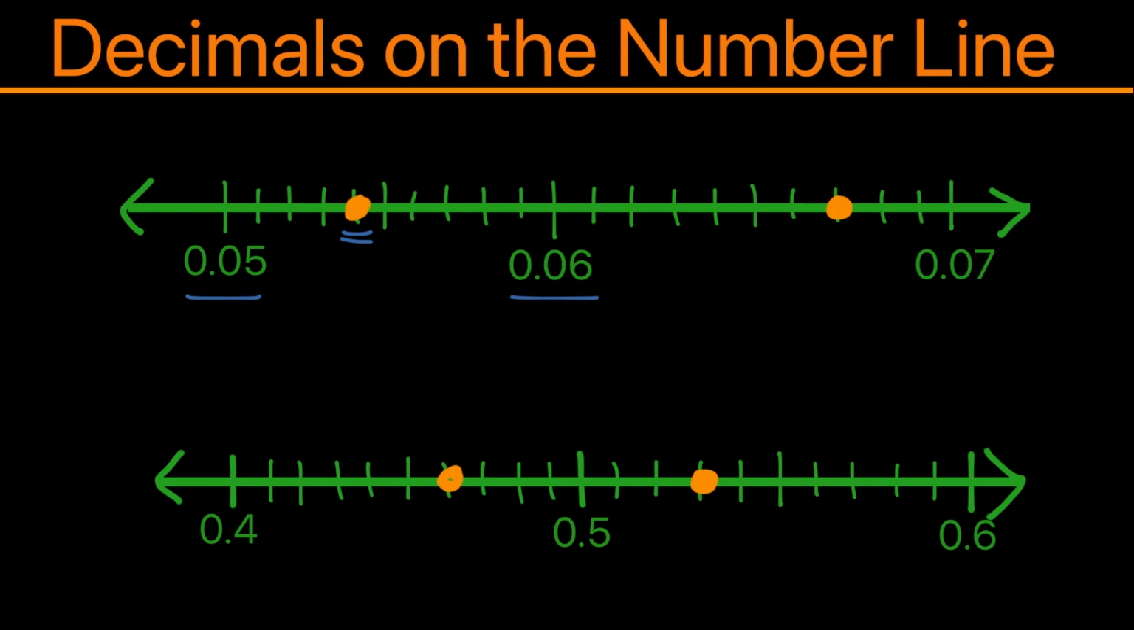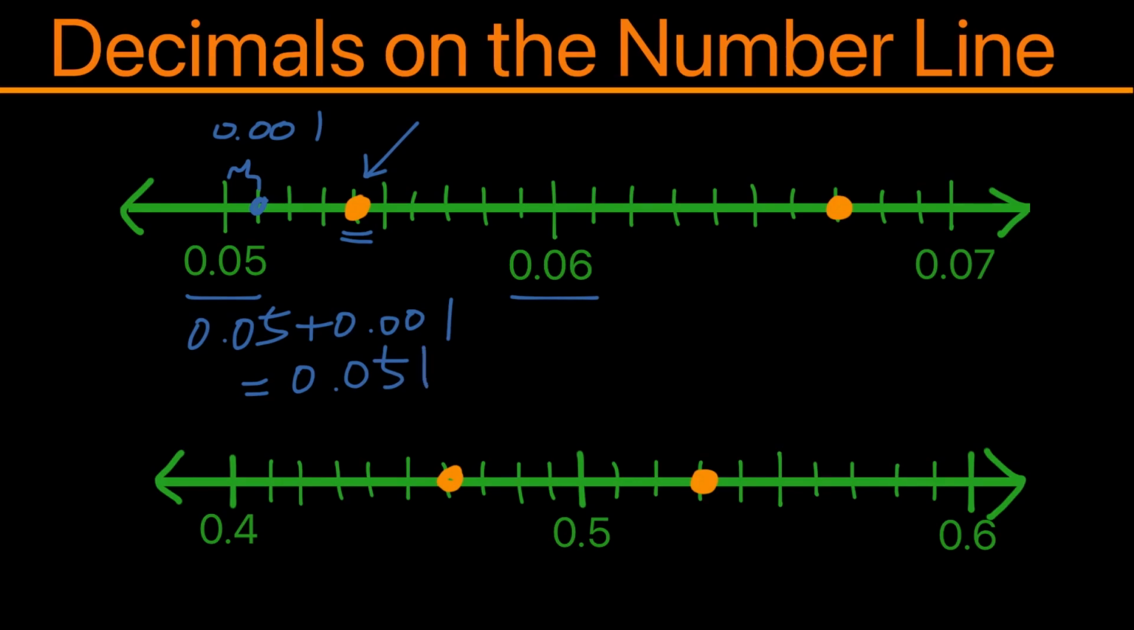So to find out where this point lies, we need to first find out the value of each of these equal parts. Since there are 10 equal parts, that means that each one of them is 0.001. So that means that this point would be 0.05 plus 0.001, and that would mean it is 0.051.